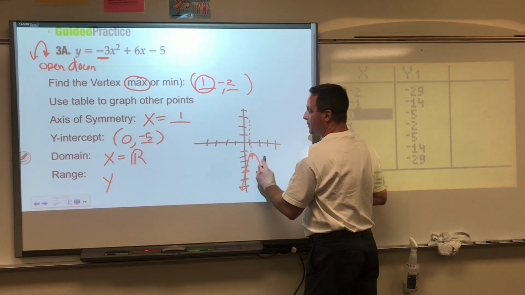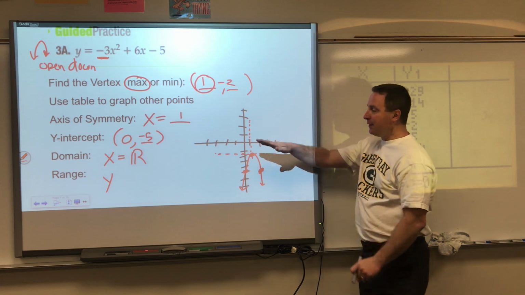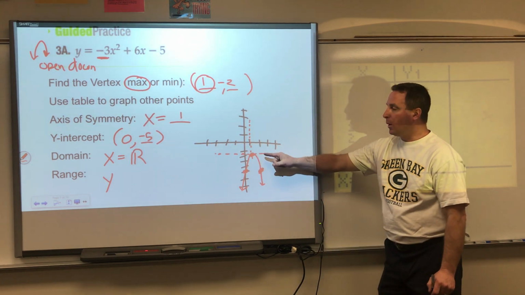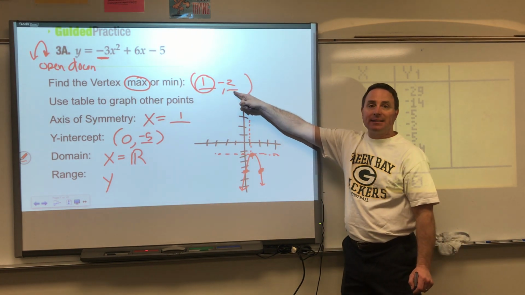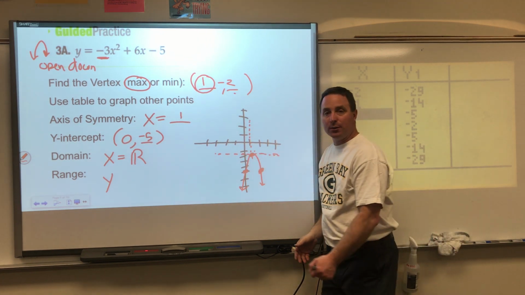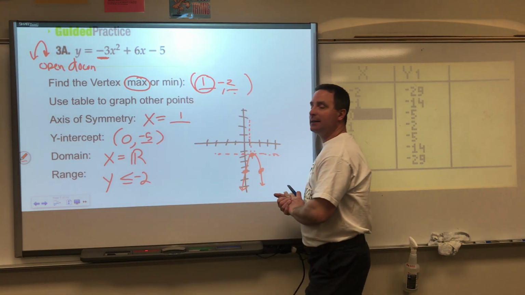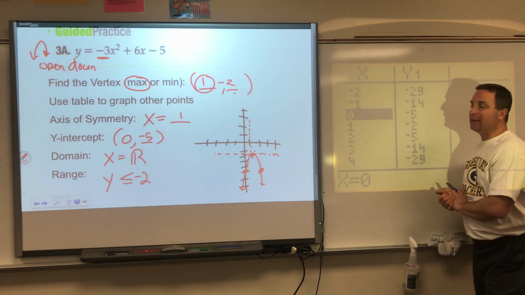Okay, we said that this is a maximum right here. This is the highest that point gets, and everything else is below it. Well, what number is that? That's -2. And everything else is below -2. So in this case, all the y values are less than or equal to -2. And there we have it.